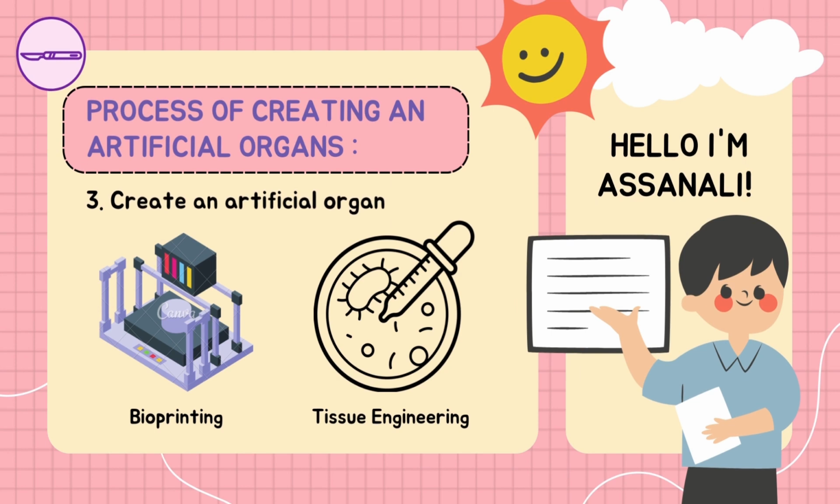Of course, the main step is to create an artificial organ. Nowadays, it can be done in two major ways that are being observed and tested. First, bioprinting is the creation of an organ on a 3D printer. Tissue engineering is the growing of artificial organs by modifying the cellular system of healthy organs.